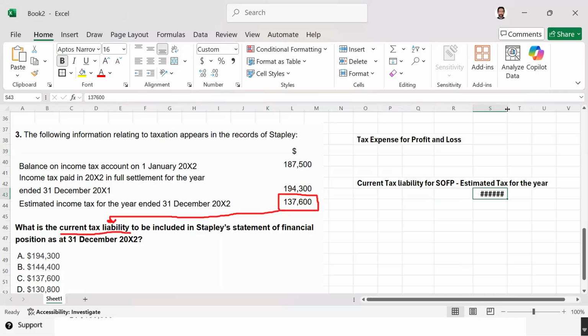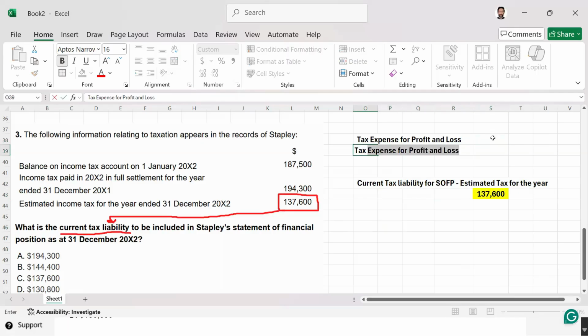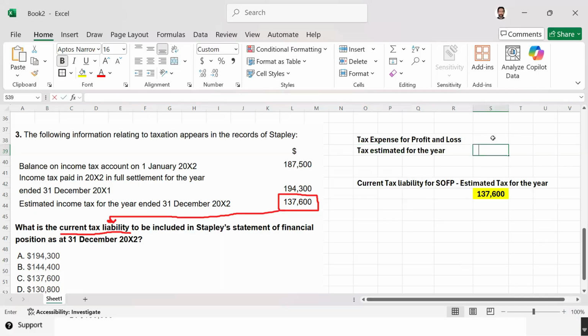So we very simply write this as the answer. This is the answer we have already calculated. But in the income tax, we have this tax estimated for the year. That's one step that is easy. We write that figure here as well, 137,600, plus. We have this in the previous period, we had under provision.